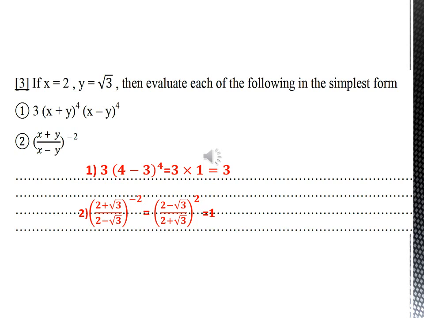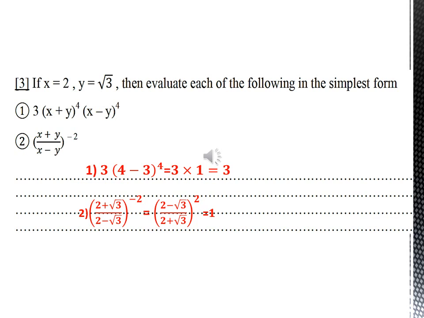Now, if x equals 2 and y equals square root of 3, then evaluate each of the following in the simplest form. First question: 3 times the bracket (x plus y) to the power 4 and (x minus y) to the power 4. We know before in the factorization, if we find this bracket, that's meaning difference between two squares. So it will become (x power 2 minus y power 2) all to the power 4.